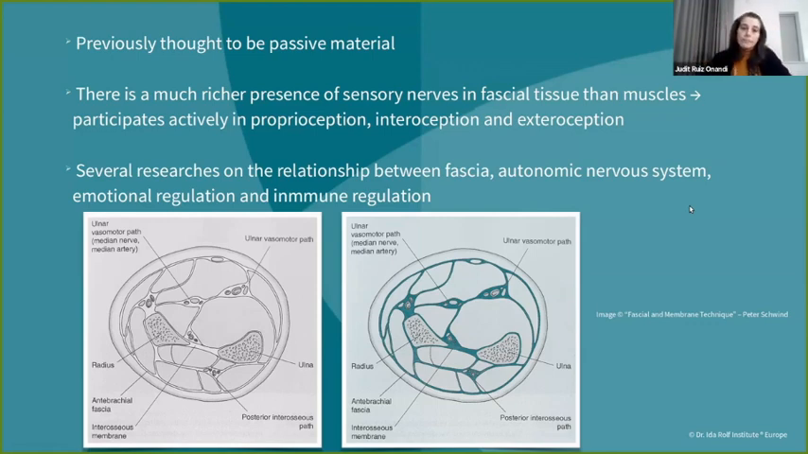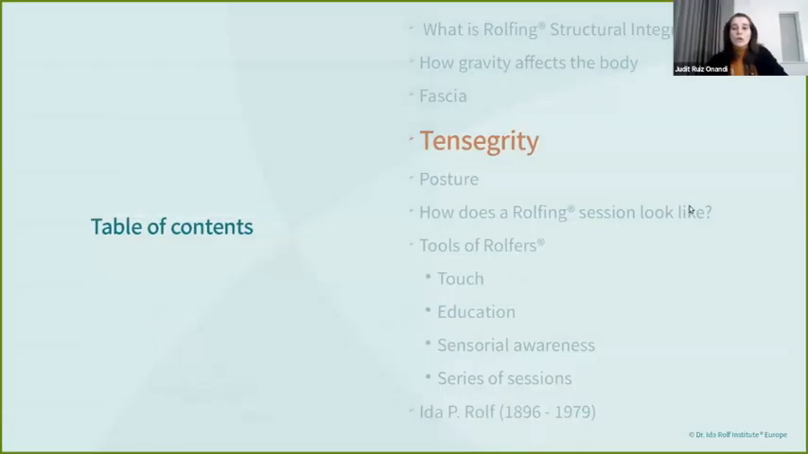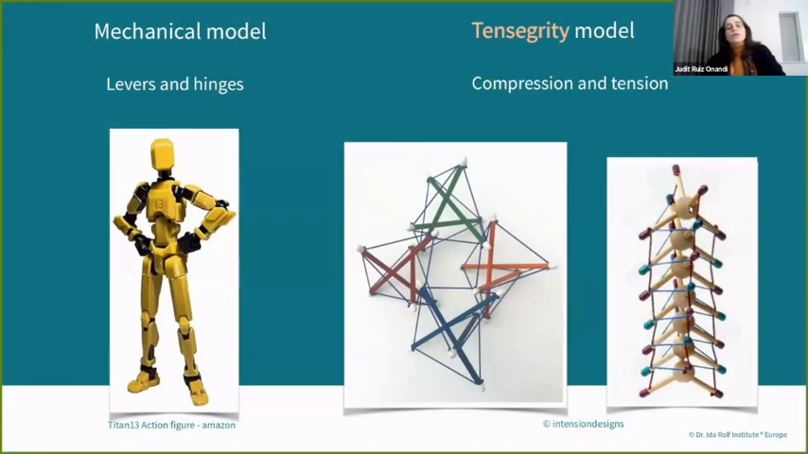And then from here, we can go into how we see the whole body. When we talk about the whole body, we can see it from different models. One model is a mechanical model, like a toy. I have levers, which would be the bones. I have hinges that would be the articulations. And then in order to move the bones in relation to the lever, there is the muscle. And this is how I move my body.